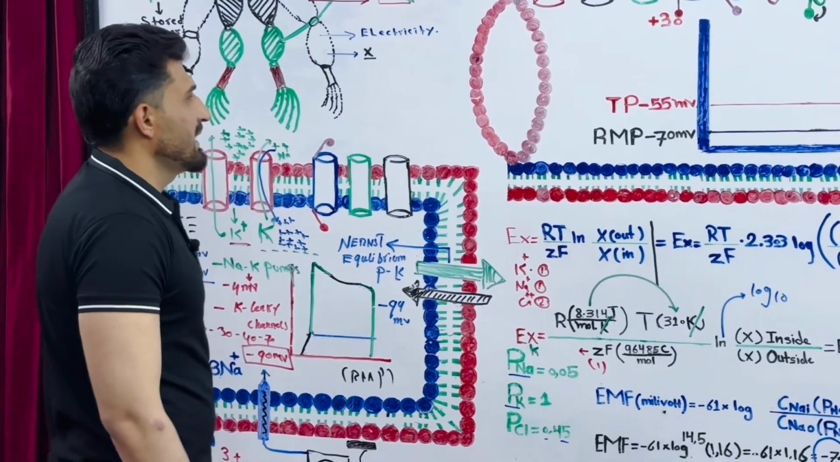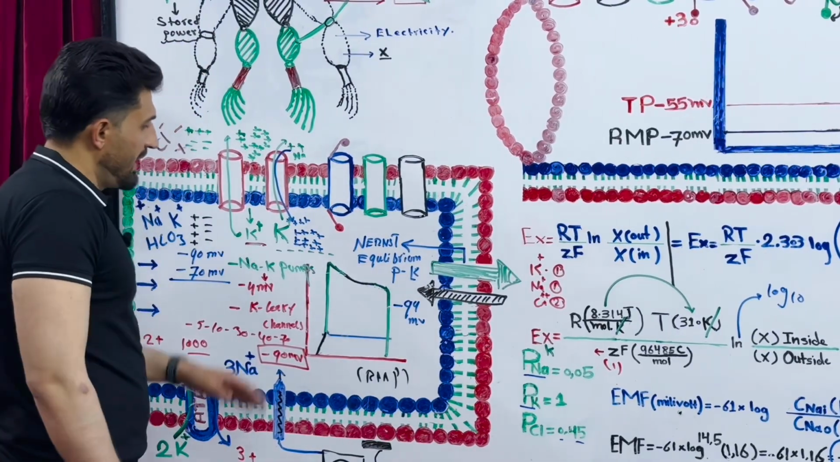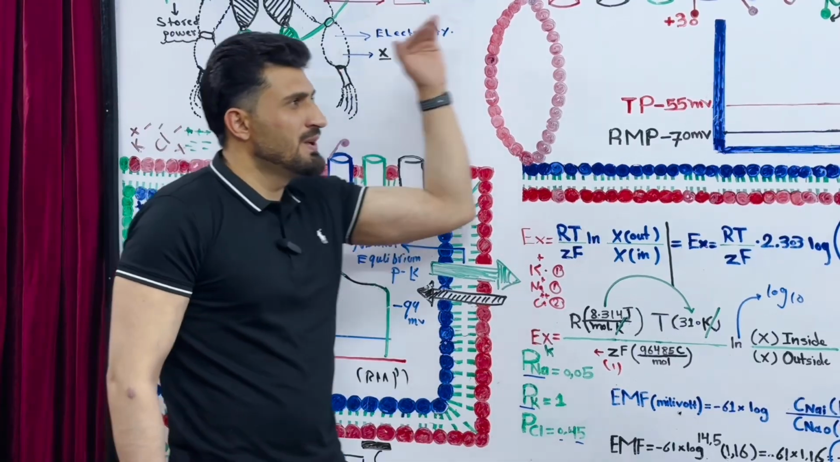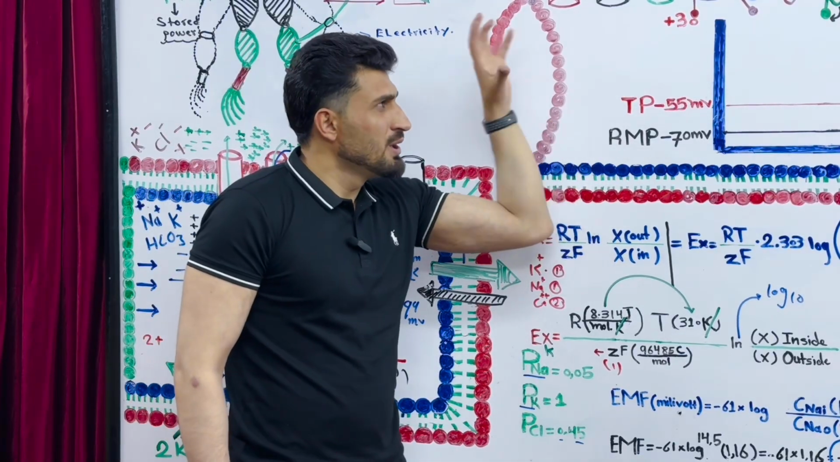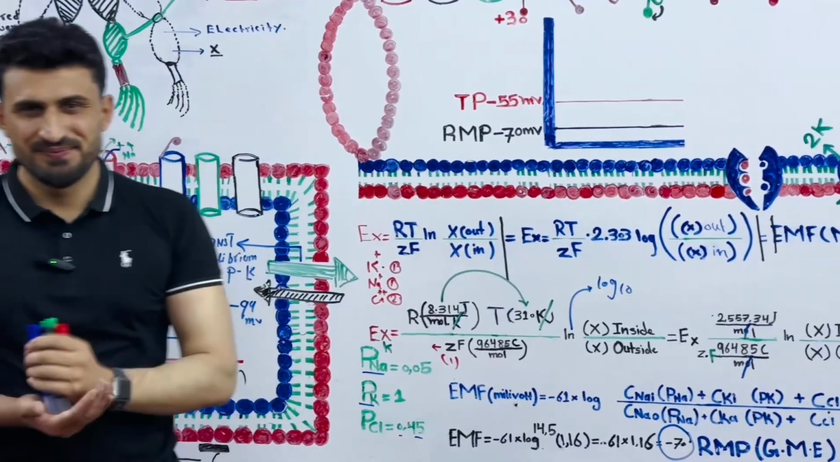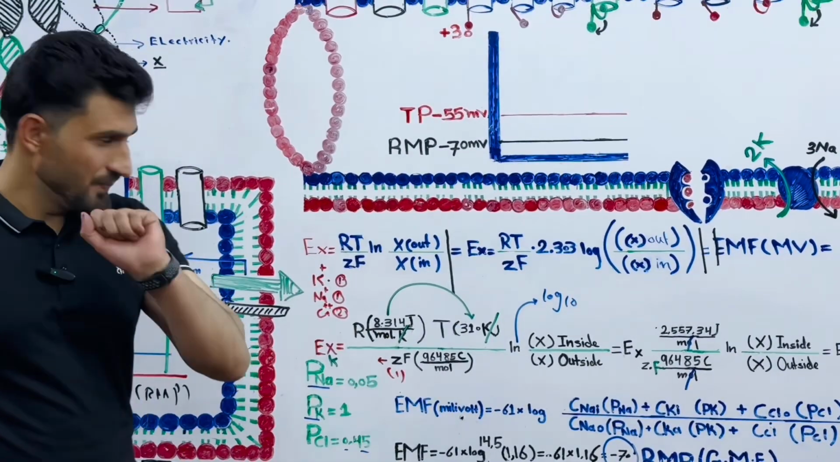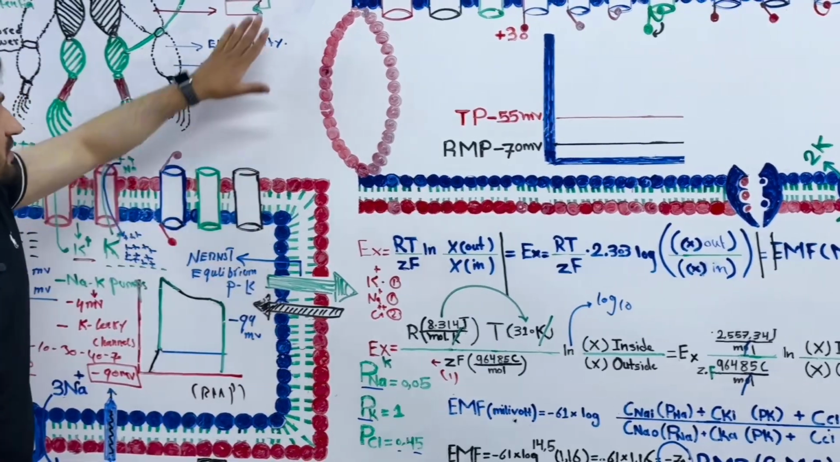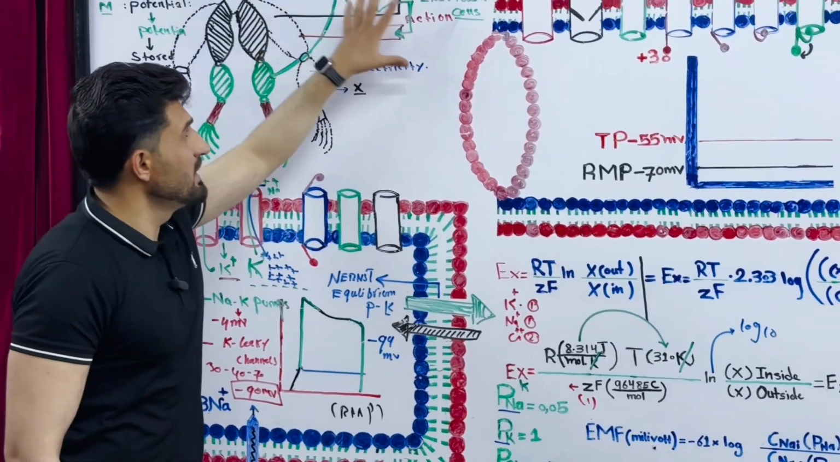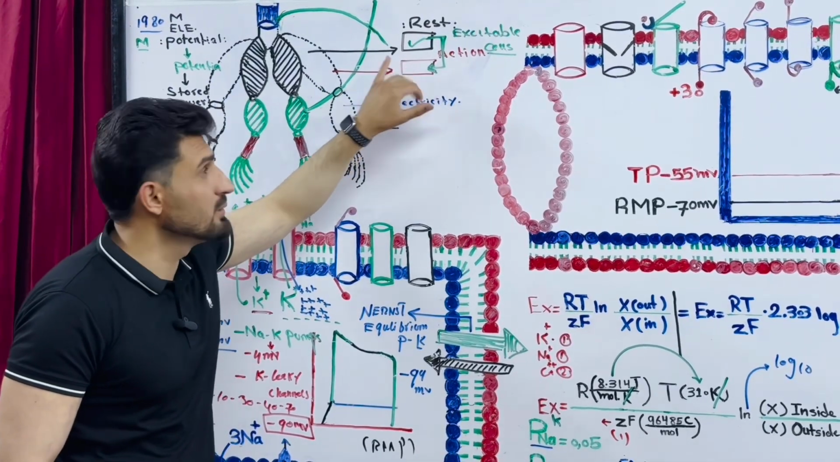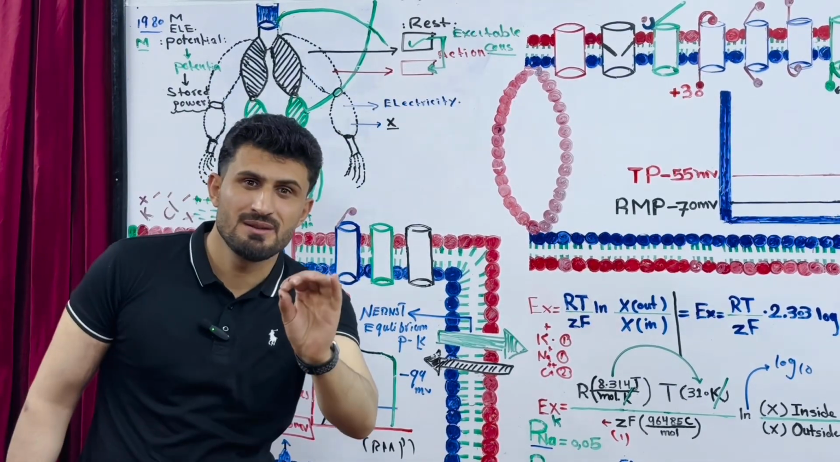Now let's talk about action potential, and let's jump from resting membrane potential to the action potential and its importance in its role in our body. Now, let me explain action potential. First of all, those cells which have the capability to go from resting membrane potential to the action potential, all of them are called excitable cells.